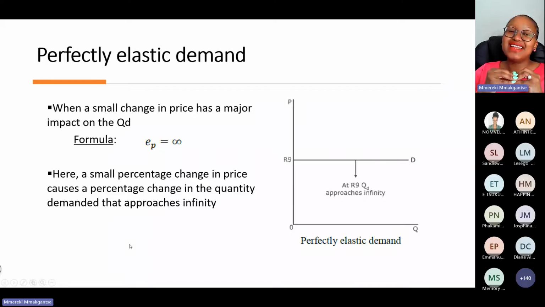Now we look at perfectly elastic. Remember, there's relative price elasticity. Relative price elasticity is that chicken licken one, where the responsiveness of quantity demanded is higher. Do not confuse the two. Now we are looking at perfectly elastic demand, where a small change in price has a big, major impact on quantity demanded.